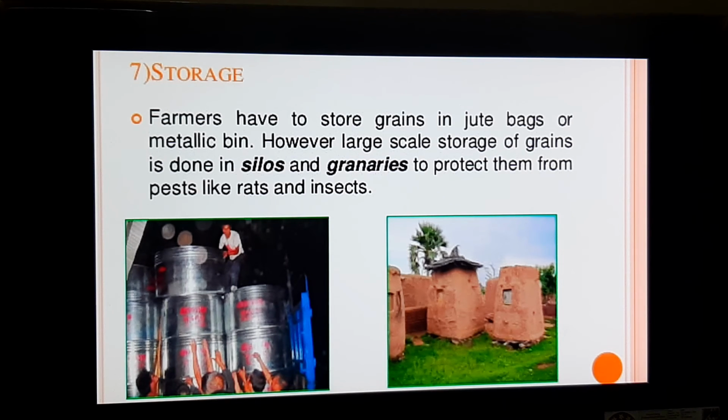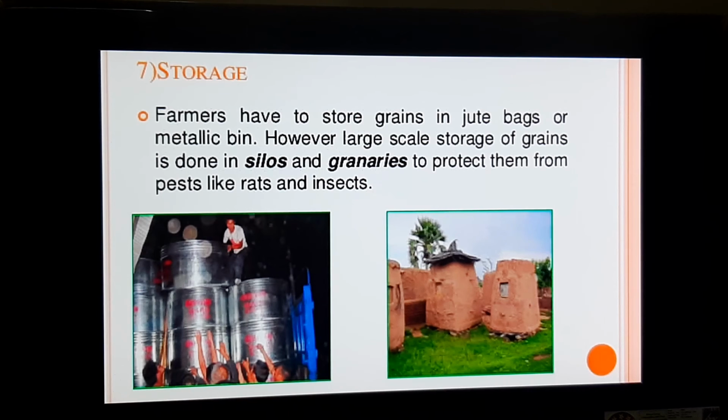In the picture you can see the silos and granaries. These silos, granaries and metallic bins are useful tools which can be used to store the grains. This storage keeps all types of grains free from pests like rats and insects. Rats and insects may attack and damage the grains, and when the grains are damaged they are not useful. So to keep them safe, storage is an important part.